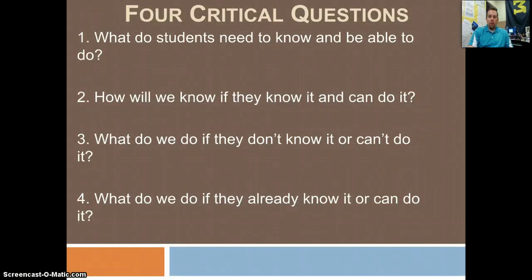So here are 4 critical questions. What do students need to know and be able to do? That's one of your questions as you're getting ready to write your SLOs. How will we know if they know it and can do it? What do we do if they don't know it and can't do it? And what do we do if they already know it and can do it? So as you sit there and you look at your goals, when you do that pre-assessment, you may have to do some adjustments to your SLOs and to your goals as well. So understand that these things are living documents and that they can change over time.